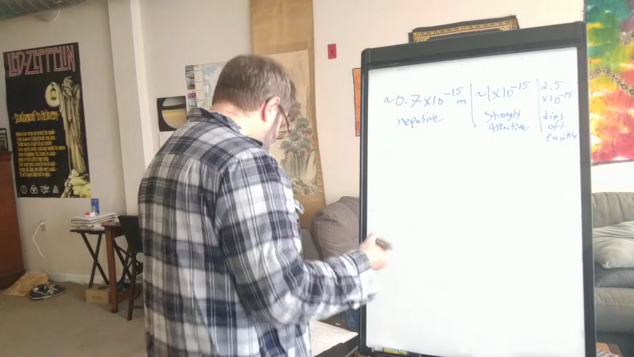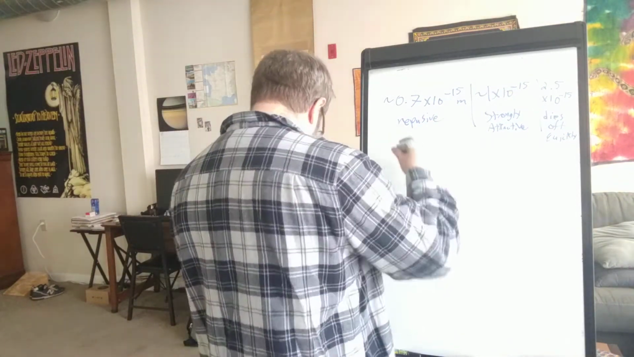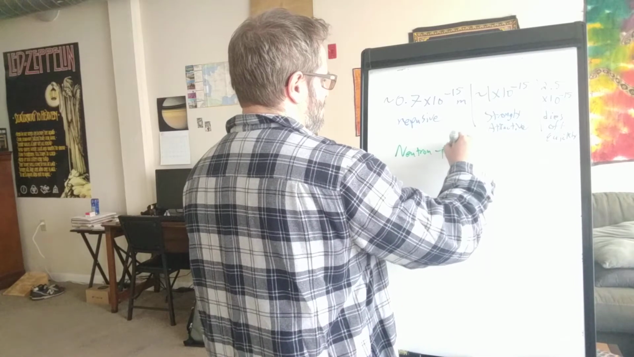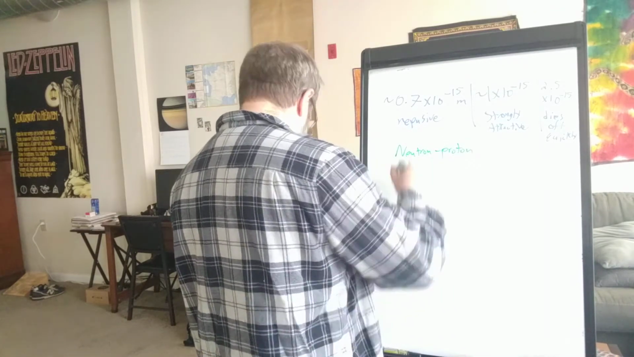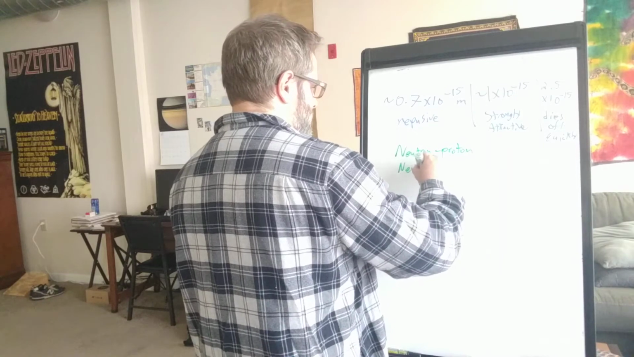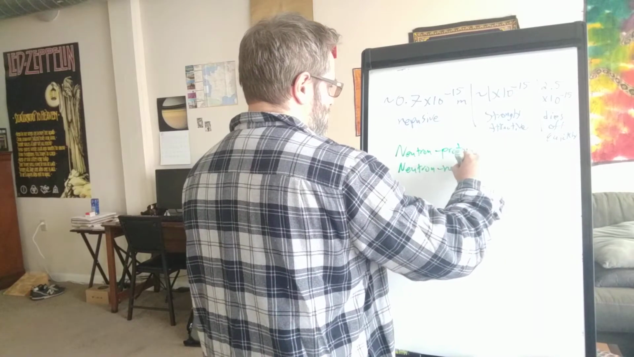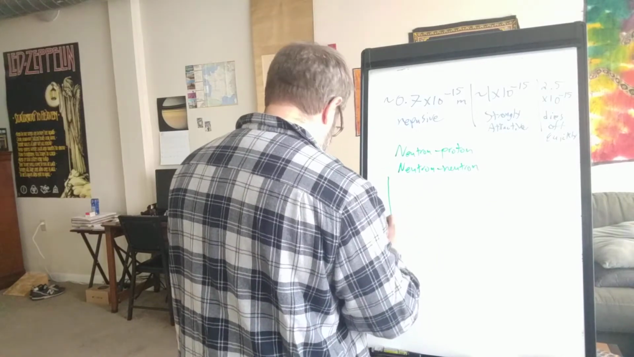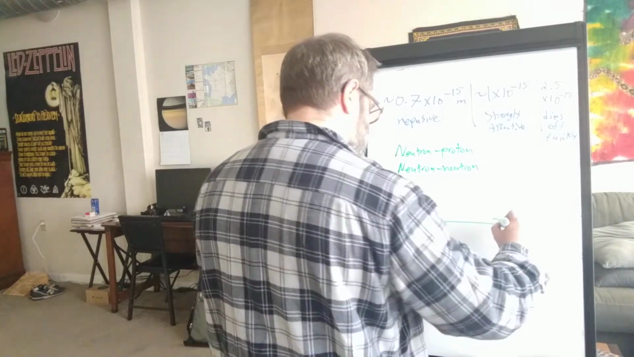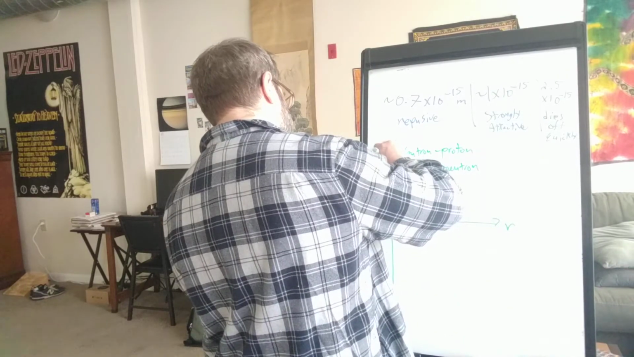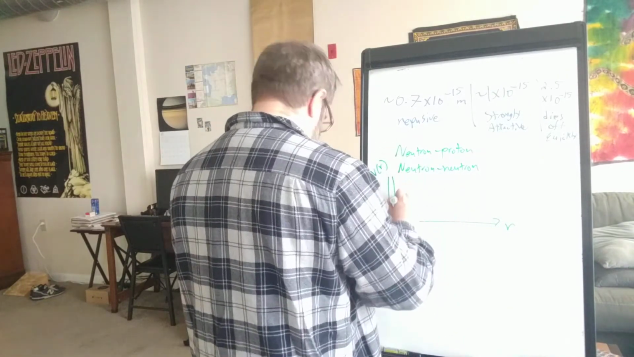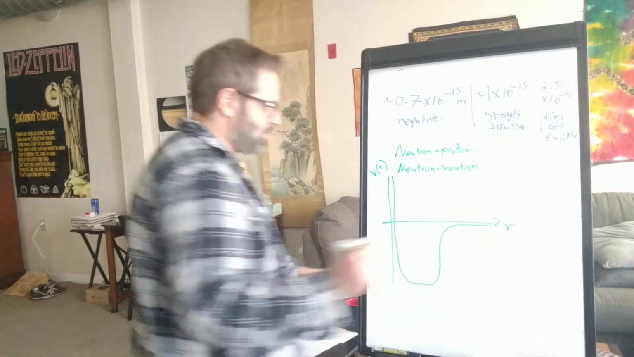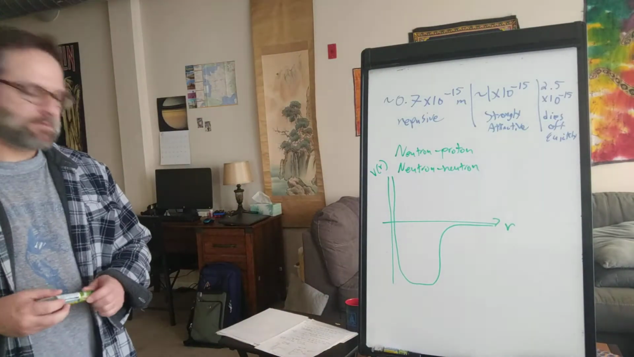Okay. So if we have neutron-proton interactions, or neutron-neutron, what does the potential look like? It looks like this. So this is R, this is the potential. It looks like that. Okay.